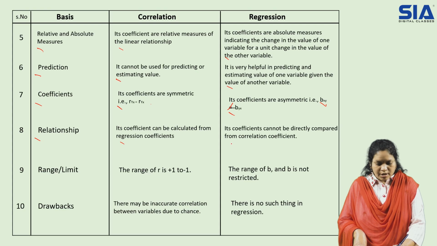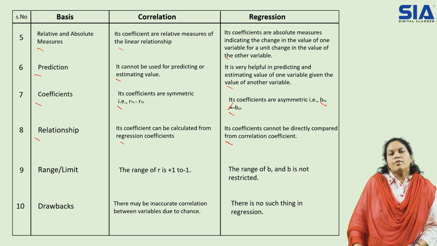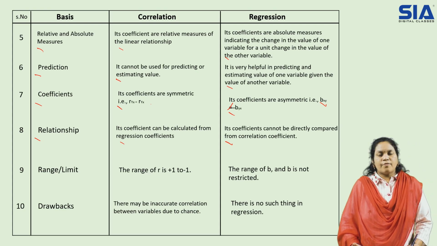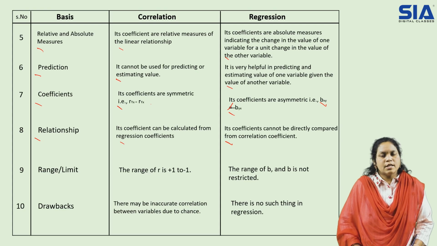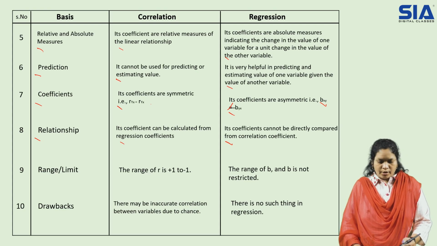But coming to regression, its coefficients cannot be directly obtained from correlation coefficients. If only correlation coefficients are available and we want to identify regression coefficients out of them, it is not possible. That's our point here.